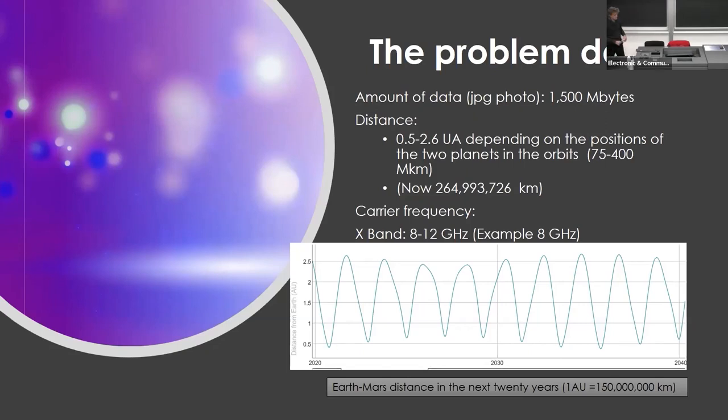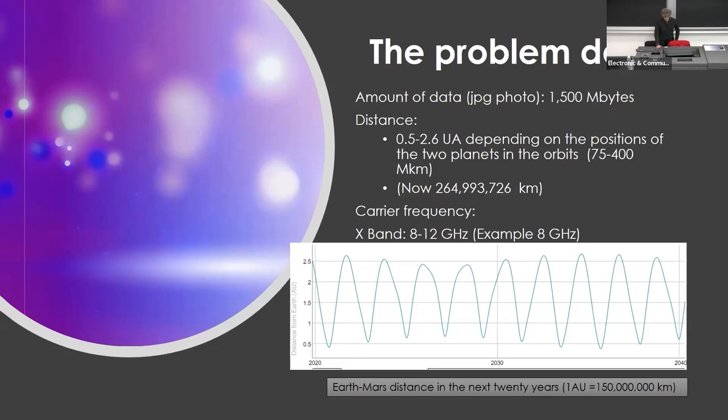There you can see in the bottom graph how this distance oscillates during the years. In the next 20 years, it goes up and down. And so the problem is how to send this information over such a large distance.